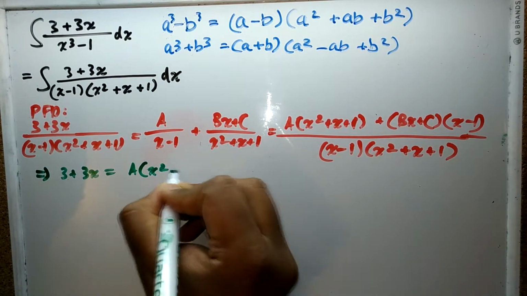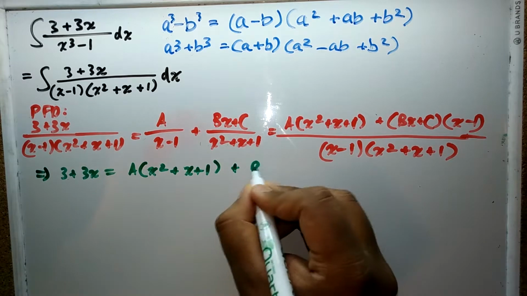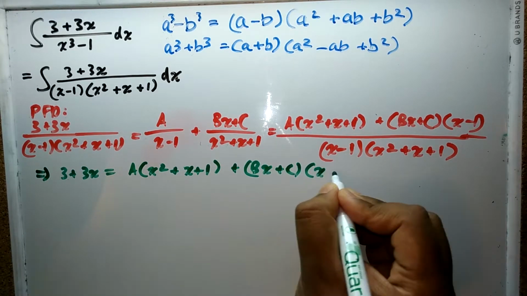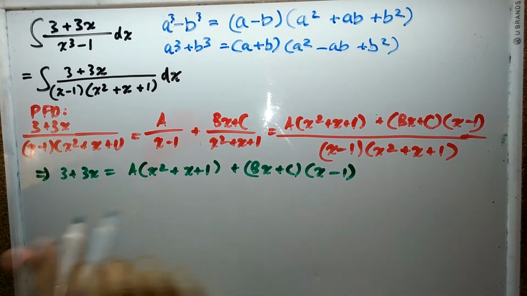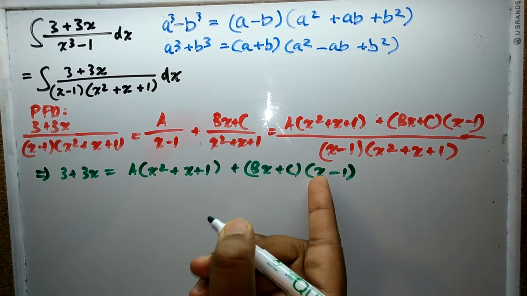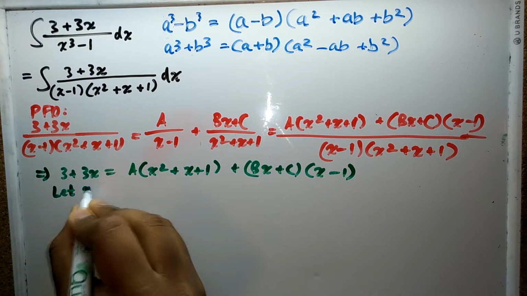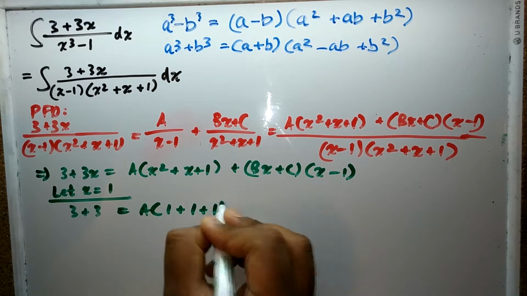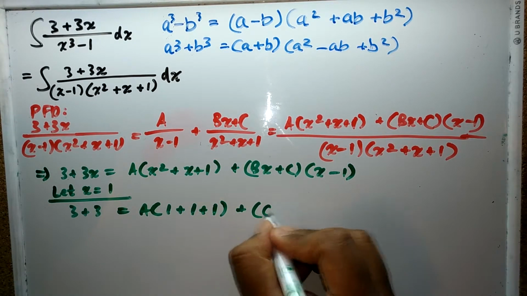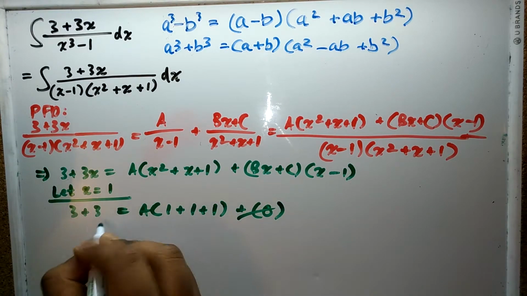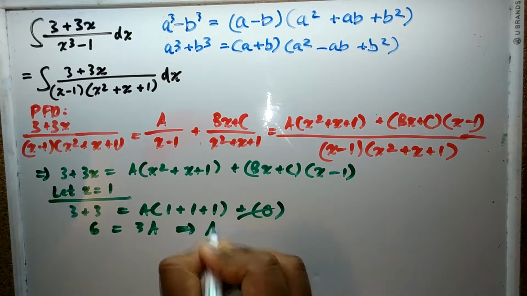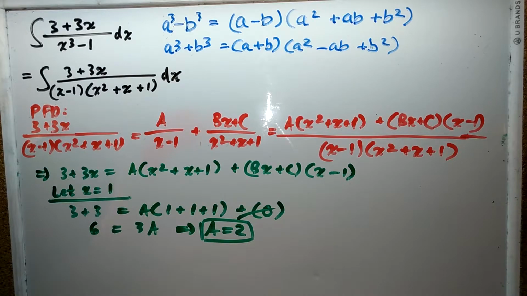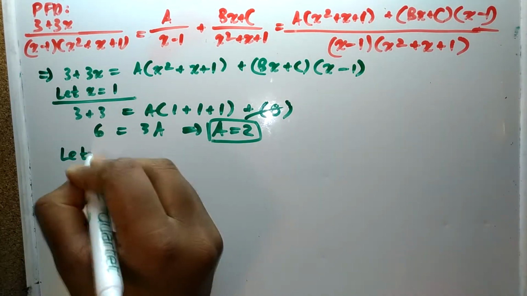So 3 plus 3x equals the numerator on the other side. Just going to write it here. And then what we can do is let x equal to 1 to eliminate the bx and c terms, so we just get an a, and we just get 6 equal to 3a, so a is just equal to 2. So we have our a, we can plug that back in.